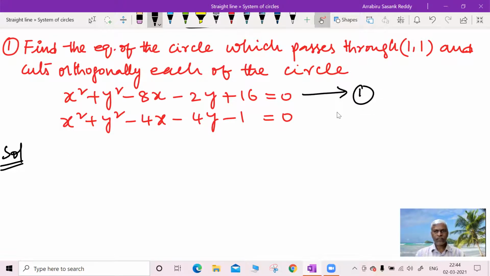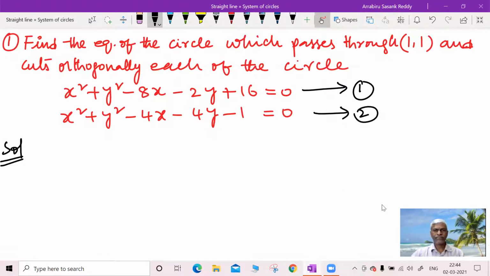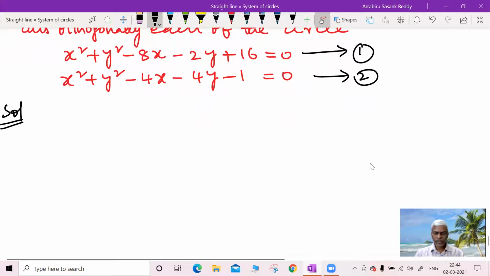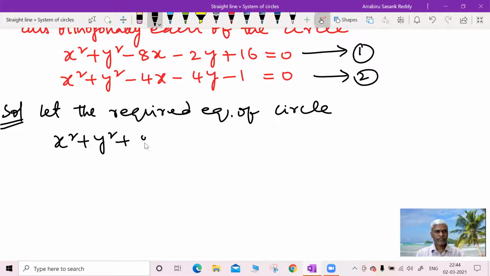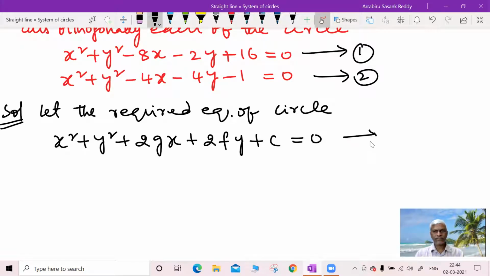Let the given circles be 1 and 2, and let the required equation of the circle be x square plus y square plus 2gx plus 2fy plus c is equal to 0. Let this equation be 3.